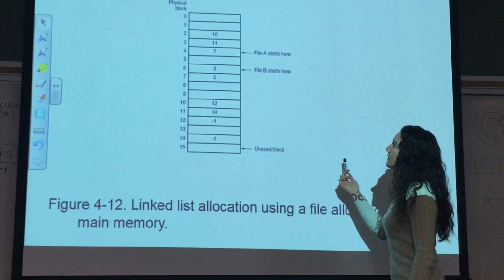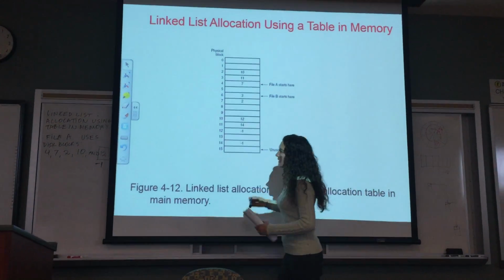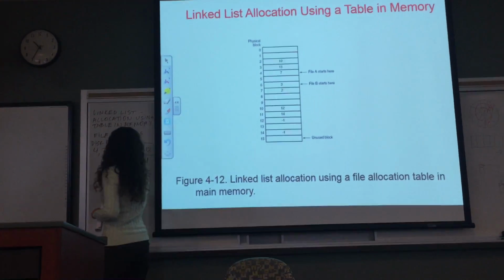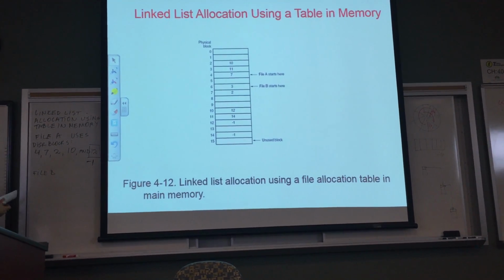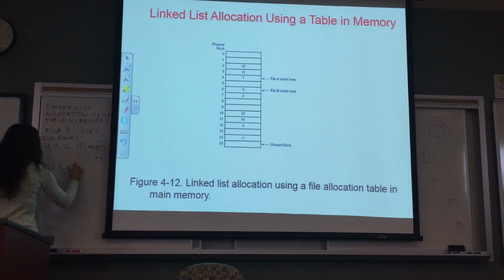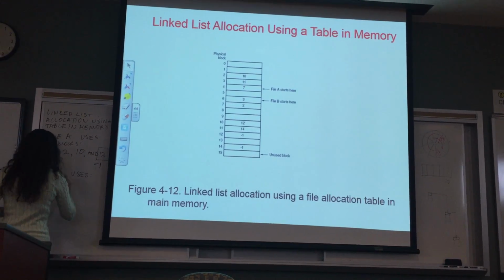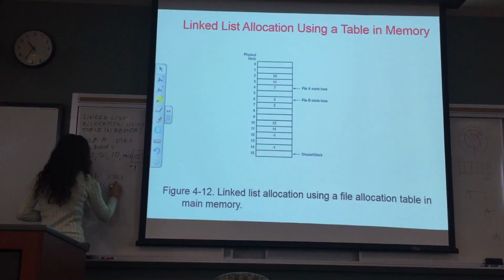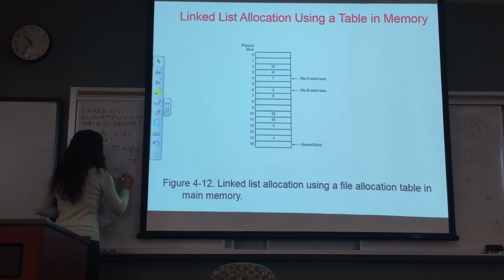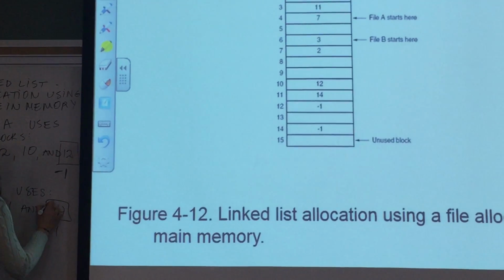For file B we have the same situation. So let's say the file B starts at block 6, then 3, 11, and 14 is the last block, so in the 14 we will have a -1.